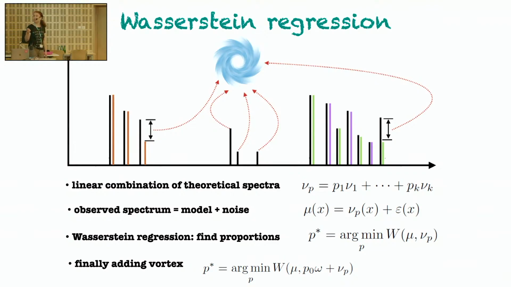But what is additionally done here is this additional point, called the vortex by us, where we can move all unnecessary spectra with a constant penalty. We just extend the Wasserstein distance, the optimal transport, with the possibility of transporting into this vortex.